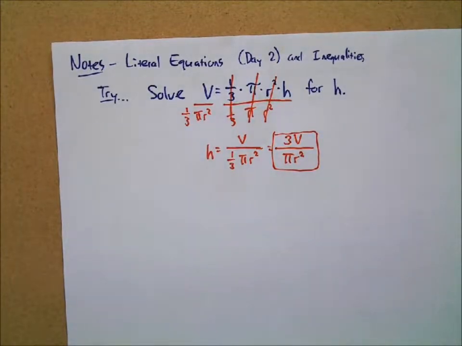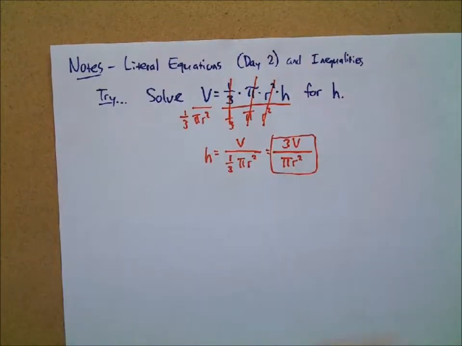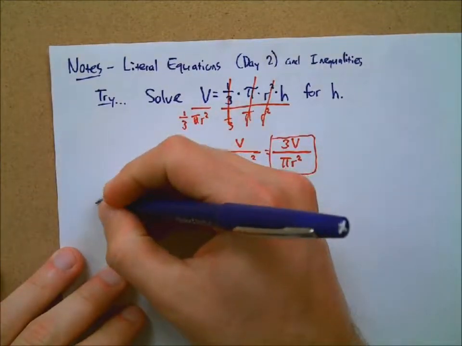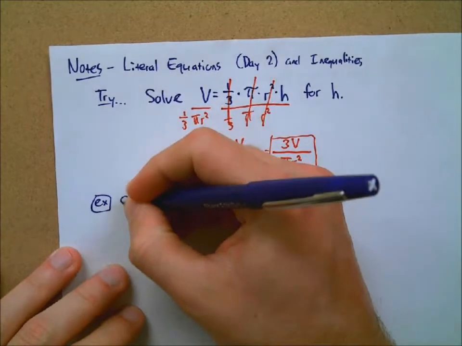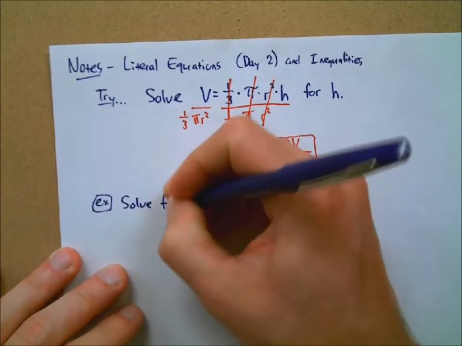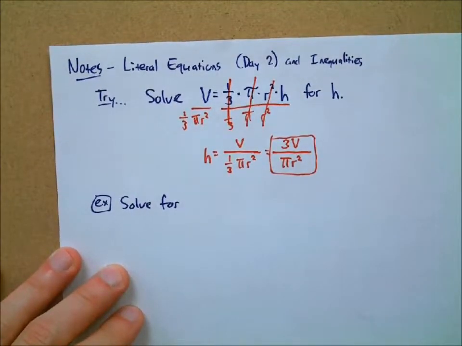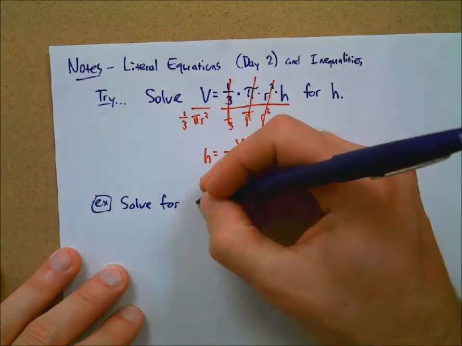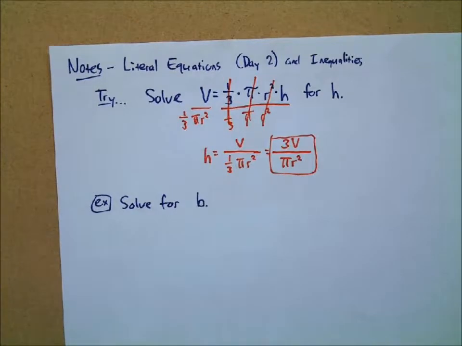Questions on any of that? Okay, let's try another one then. We'll go through this one together, okay? This one's a bit newer. Let's say we're going to solve for, I think I'm going to use the letter B here. Okay, we're going to solve for B, and here's our equation.